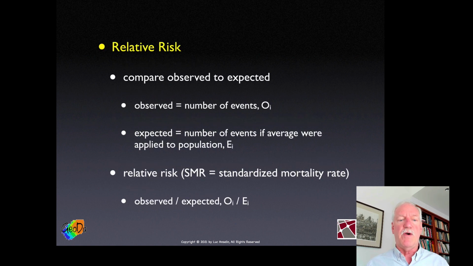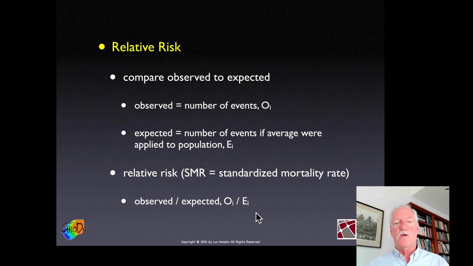It's a relative number. We take the actual observed number of events, just as before, O sub I. We compute what the expected number of events would have been had the state average risk applied to that county, and then we take the ratio of the observed over the expected number of cases. This is the relative risk, also referred to as a standardized mortality rate in some literature. So it's a very simple concept.